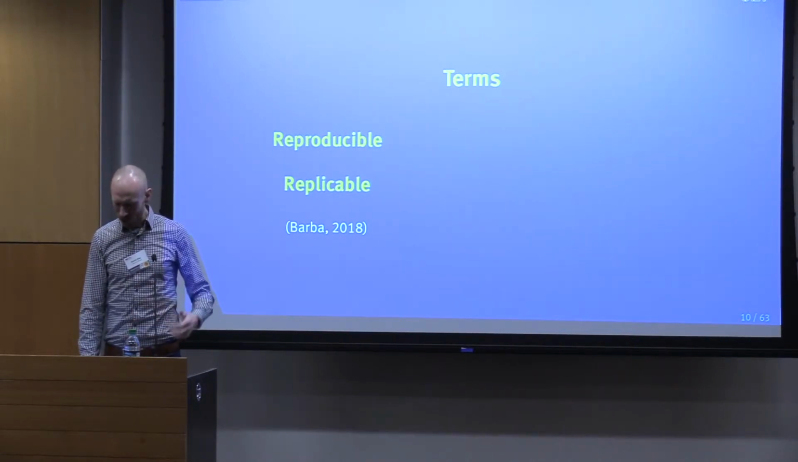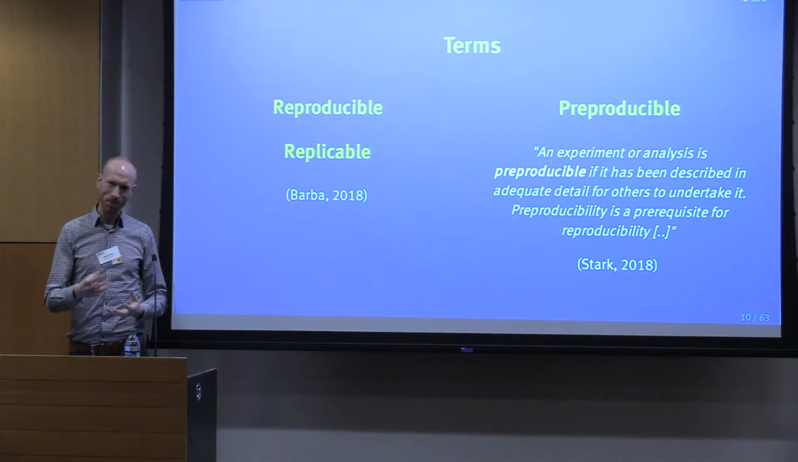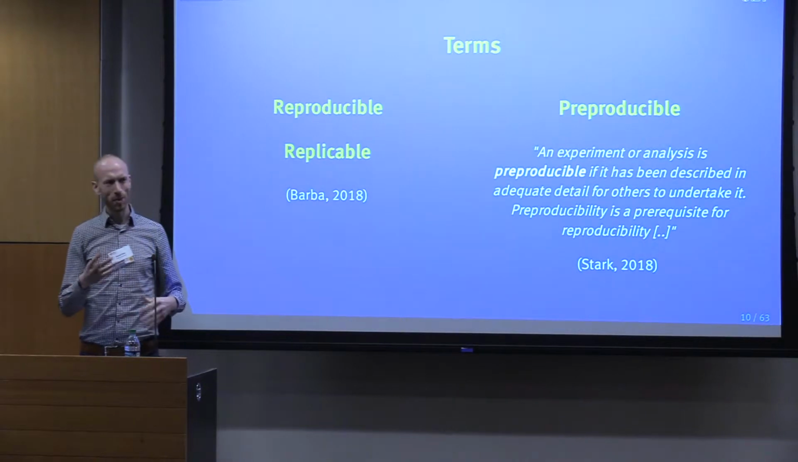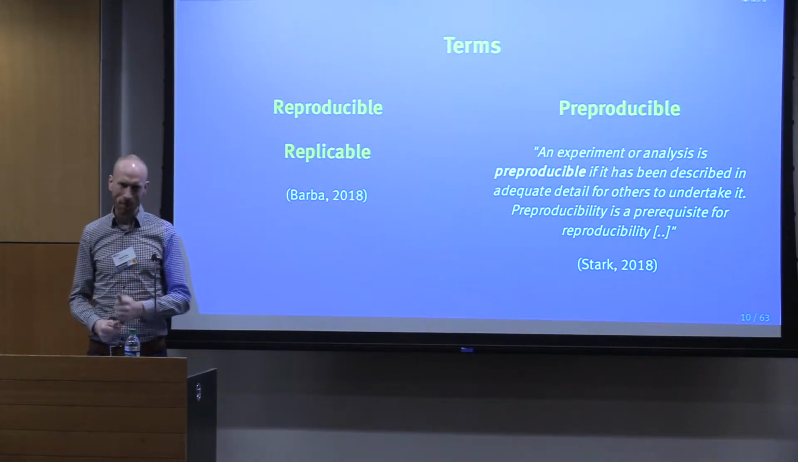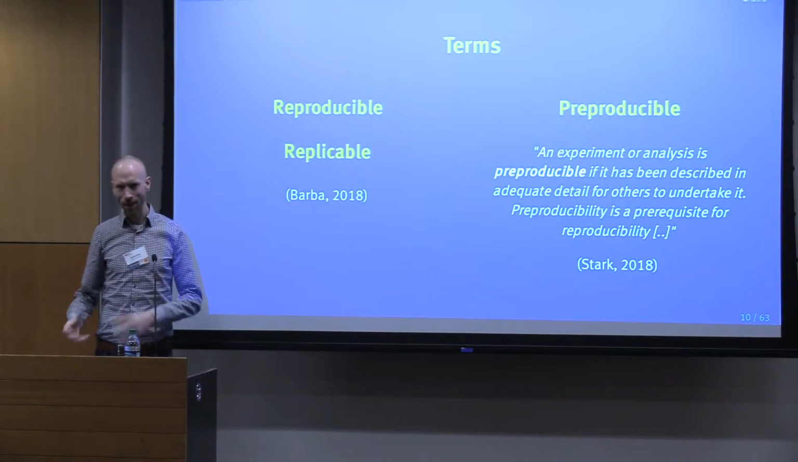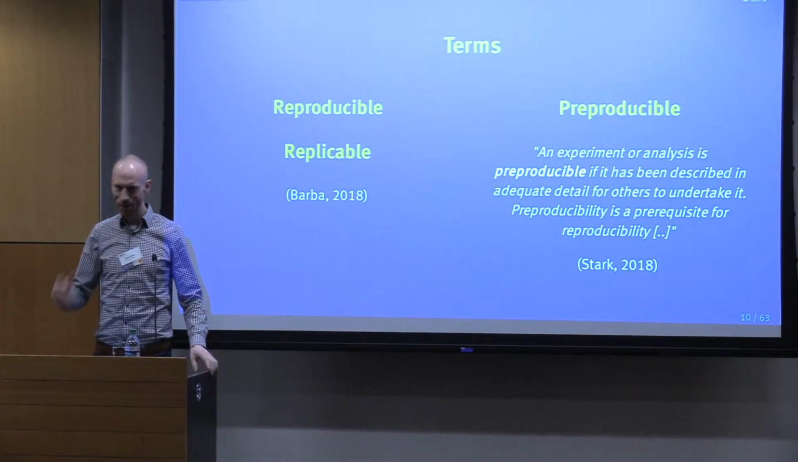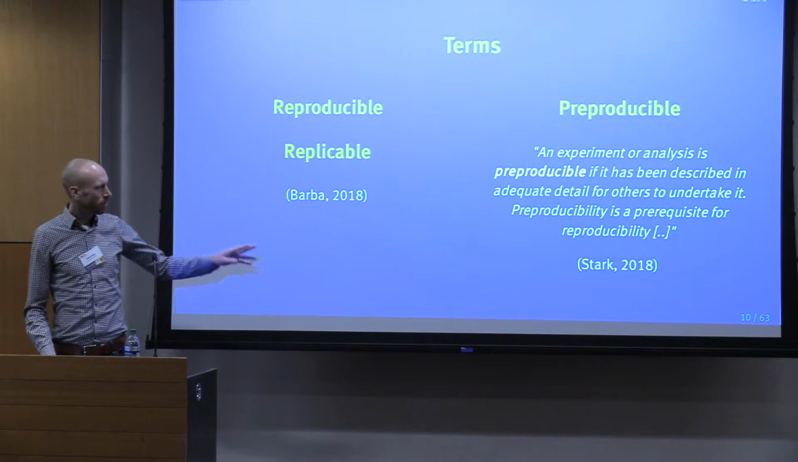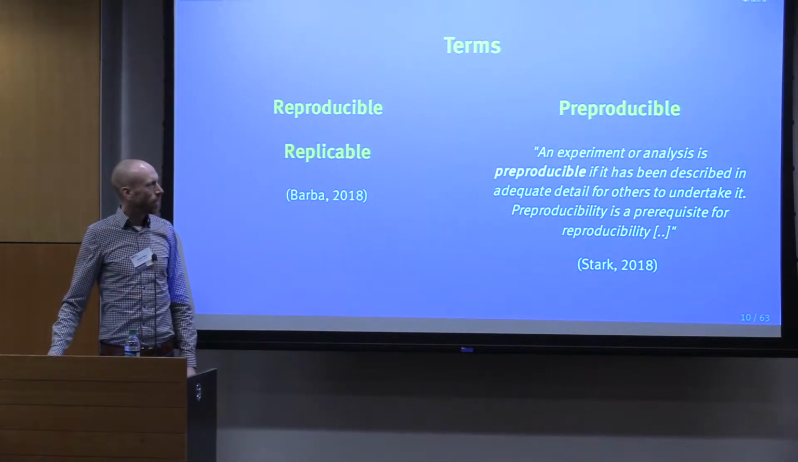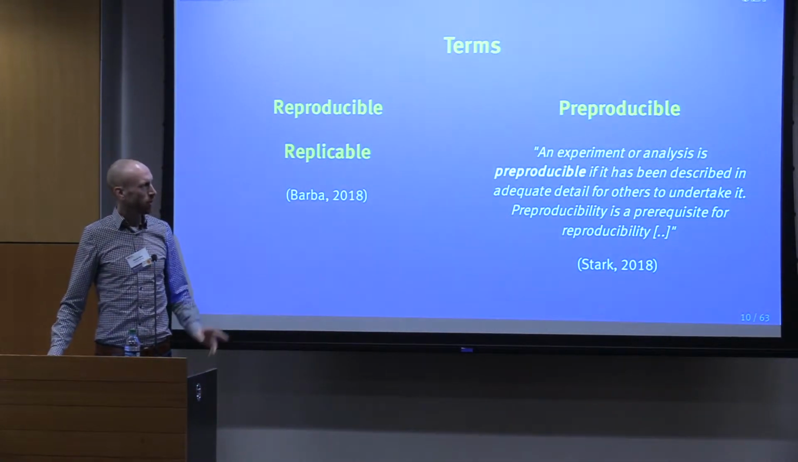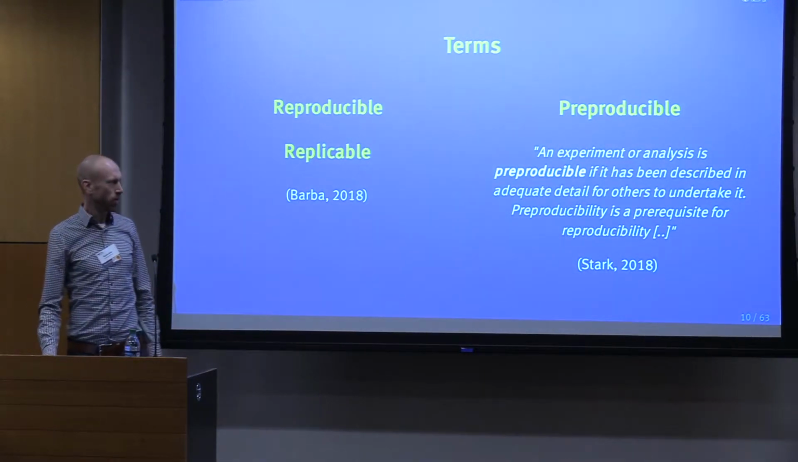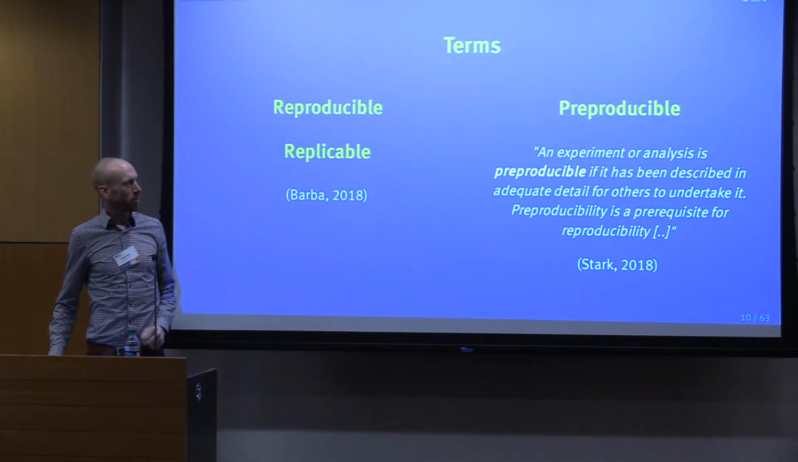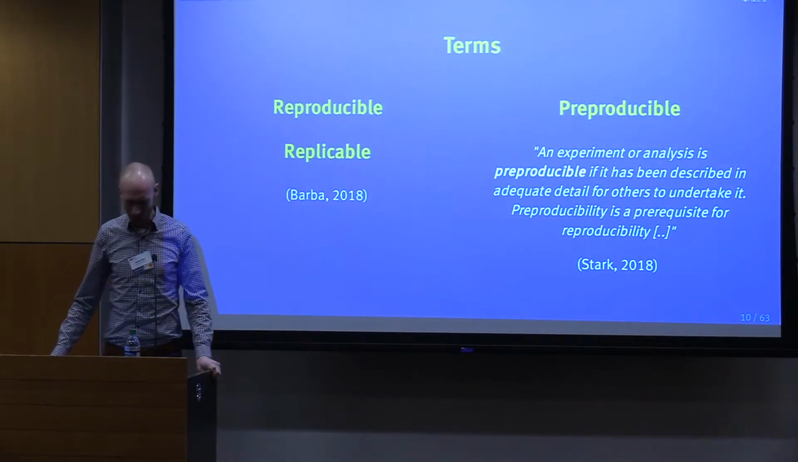Another term is more recent, actually from last year, and it tries to break up this problem of what people mean when they say reproducible and replicable. There is a nice preprint by Barba who analyzes the different schools where this comes from. I think we hear more about that later. And that's pre-producibility. I like this a lot because Philip Stark from the US said an experimental analysis is pre-producible if it has been described in adequate detail for others to undertake it. Pre-producibility is a prerequisite for reproducibility.